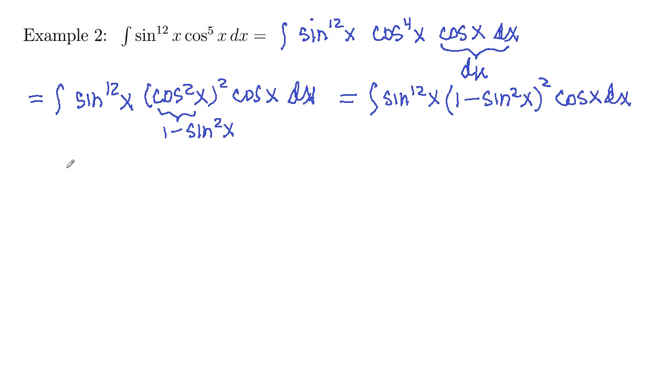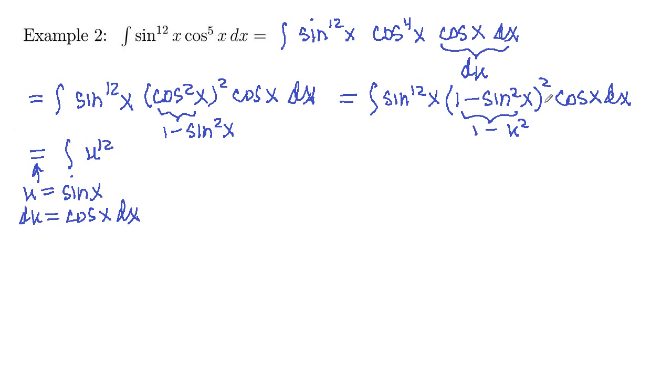So now we are ready for our u substitution. So now u is going to equal sine x, and our du will be cosine x dx. So this will now become integral. Sine to the 12th will be u to the 12th. 1 minus sine squared, that's going to be 1 minus u squared, and it's got a square on it. So 1 minus u squared, quantity squared, and then here's our du on the end.